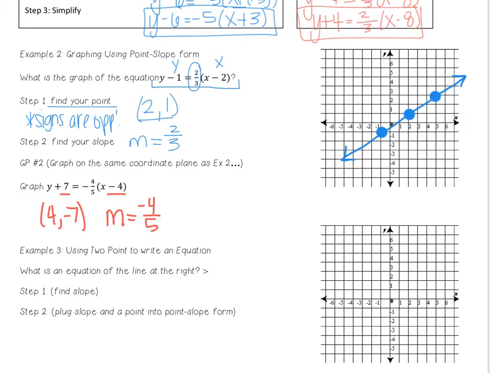So on the graph, I'm going to use that pink color. My point is positive 4, negative 7. So I'm going to go right 4 and down 7, which is way down here. And then I'm going to fall 4, run 5, but I'm out of room on my graph. If I fall, I'm going to be out here. So I'm actually going to rise 4 and go to the left 5.